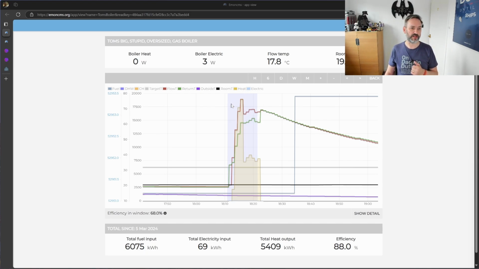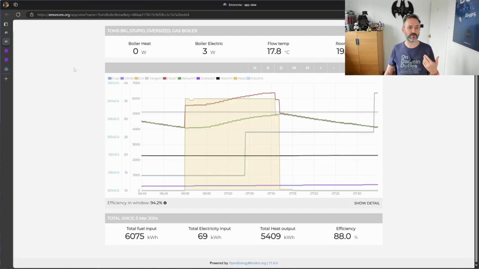Now the blue shaded area here indicates that this is actually a hot water run. So OEM again can tell the difference between a hot water run and a central heating run. The figure I want to bring your attention to is down here in the corner, and this is the efficiency in the window. So it's looking at the run between 10 to 6 and 7 o'clock, and it's telling me that the efficiency is merely 68%. So that's not very good at all.